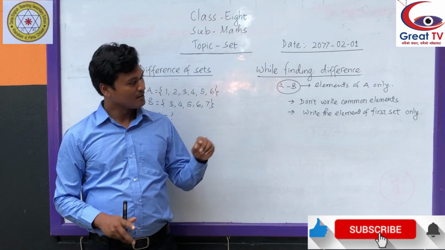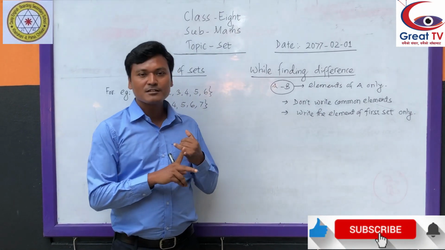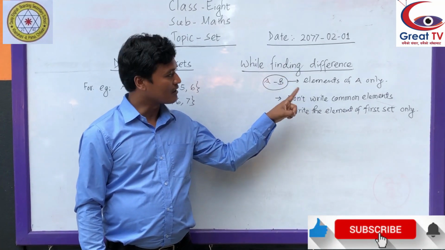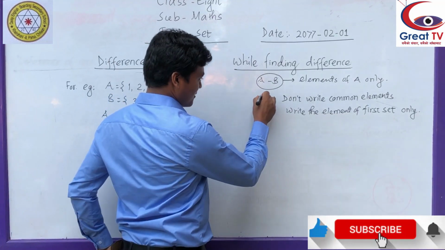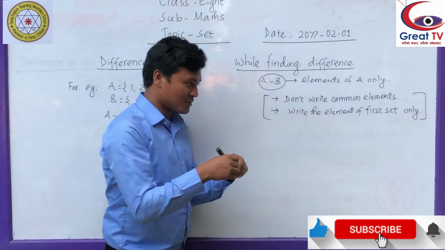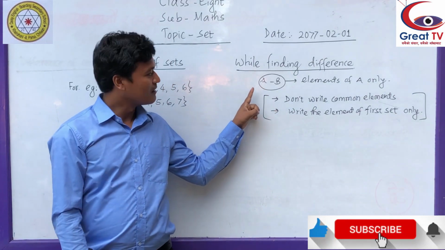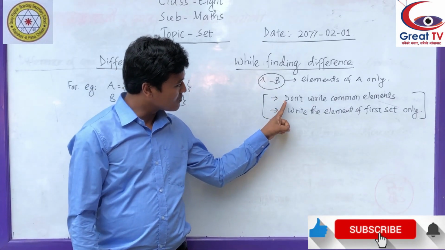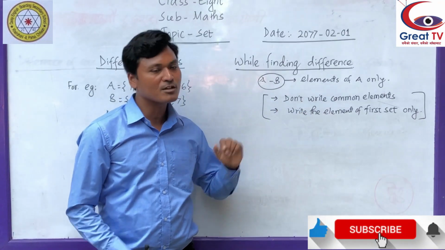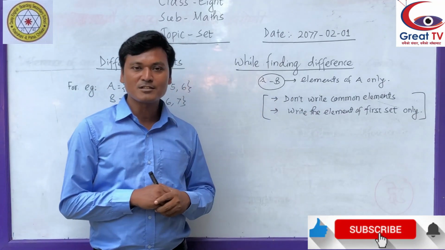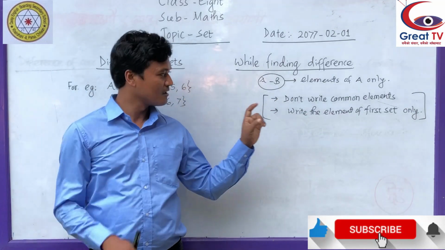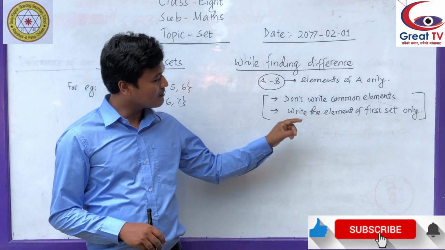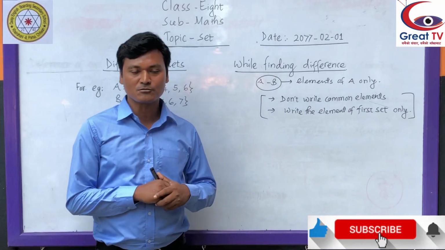And one more idea while finding the difference between two sets. As we know, A difference B means elements of A only. But we have an idea. If you know two things while finding the difference between two sets, then you can find the difference between any two sets easily. The first thing to know is, while finding the difference, don't write common elements. And you know very well about common elements. You have studied them in earlier classes, in 6 and 7 as well. Don't write common elements. Write the elements of the first set only.